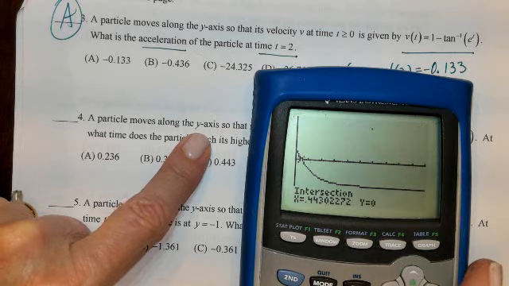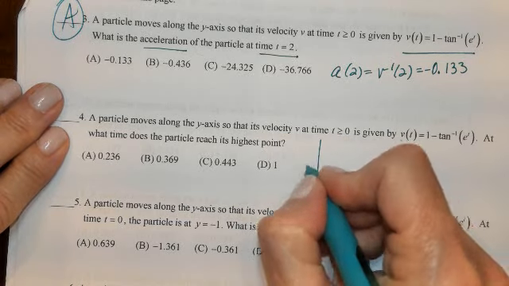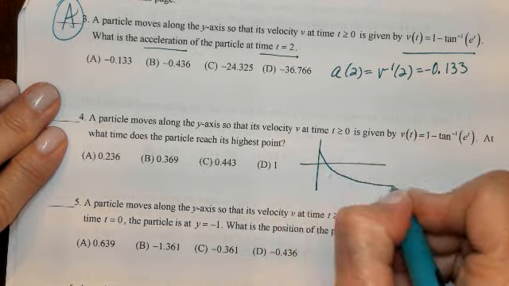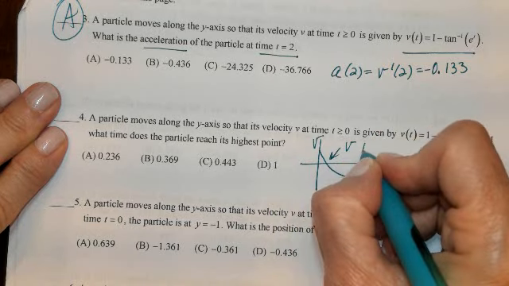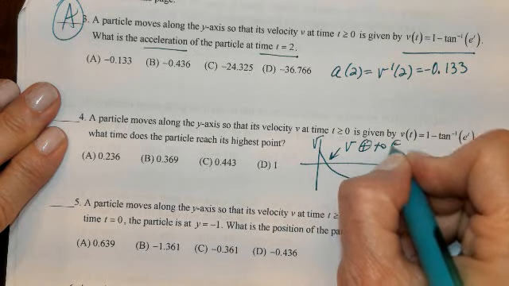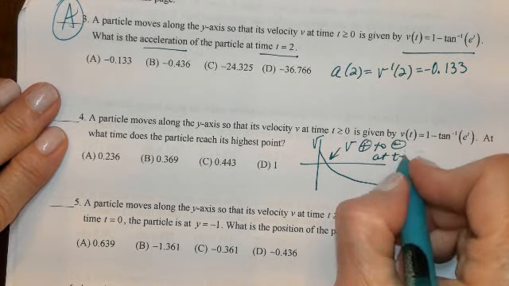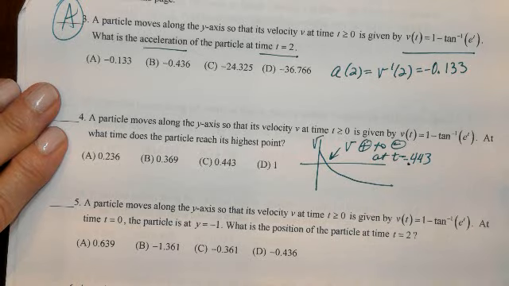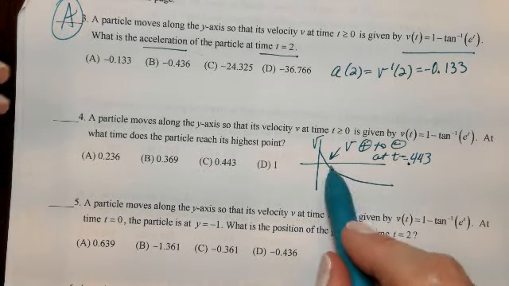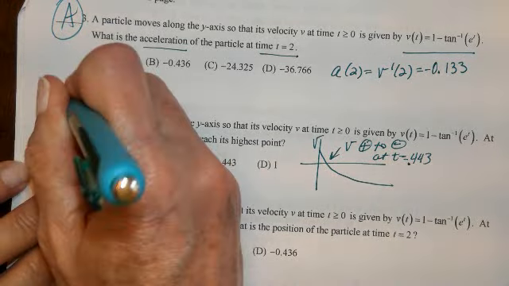and 0.443. So here's what I'll say for your sake. I'll do this, and I'll say this is the graph of V positive to negative at time, that was 0.443. So the particle has to be at its highest point there. So C.